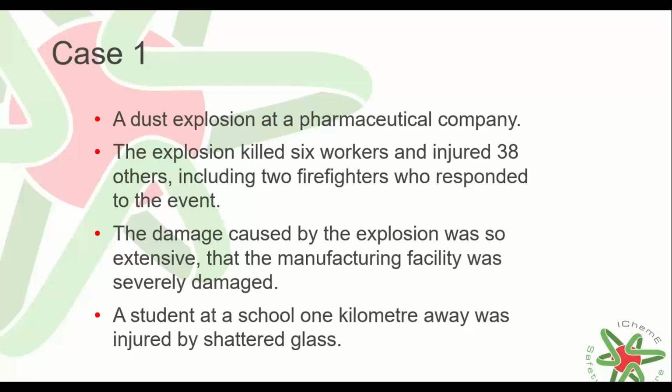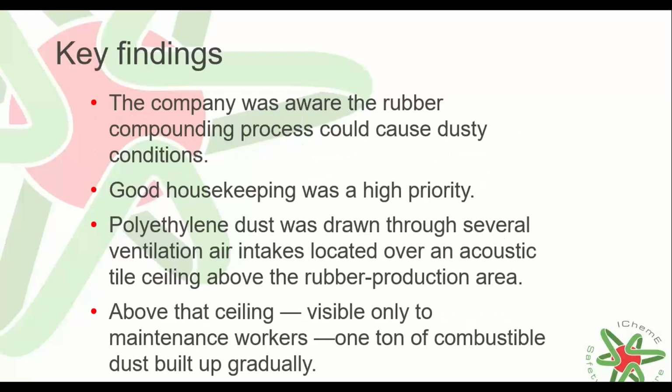Now, the production operations included rubber compounding, molding, and extrusion. The facility manufactured rubber drug delivery components, and the fuel for the dust explosion was fine plastic powder. Let's see in a little bit more detail what the investigation revealed.